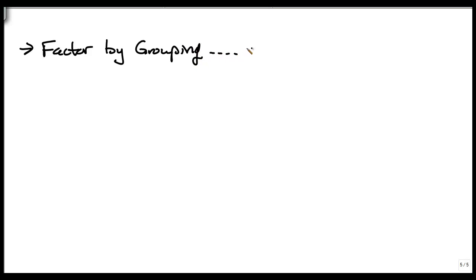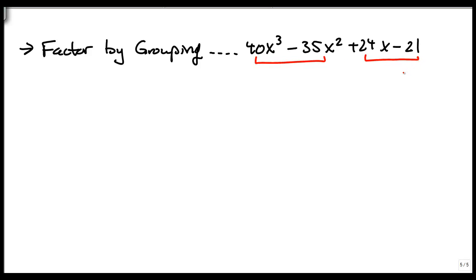So factor by grouping, let's use 40x cubed minus 35x squared plus 24x minus 21. Okay, GCF. Now sometimes I have to rewrite these. Sometimes I don't have a GCF in a group, but usually the ones that they give us, they'll kind of give us a break and give us an easy one to work with.